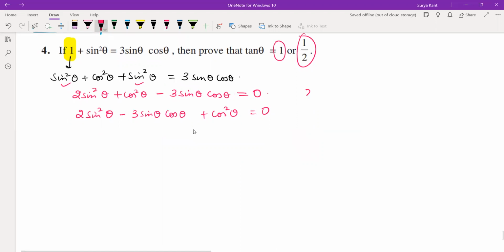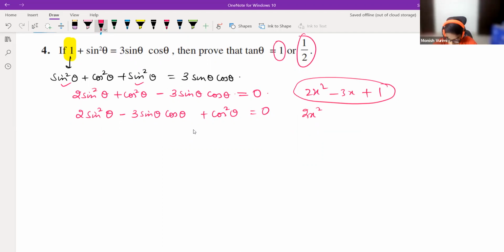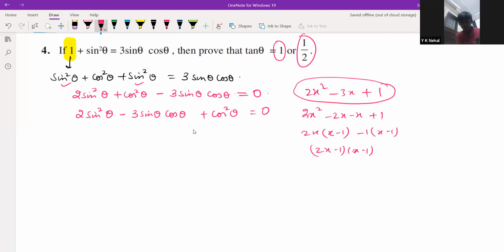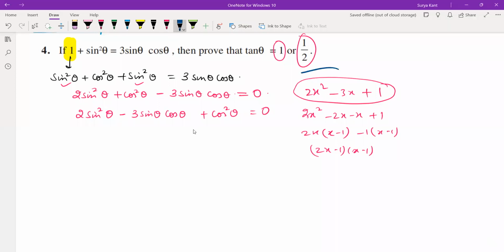Like here, 2x square minus 3x plus 1 will be there. Splitting the middle term, you have read. 2x square, again we can write here minus 2x minus x plus 1. So 2x common, x minus 1. Again here 1 common, x minus 1. 2x minus 1 into x minus 1. All of you know this concept?